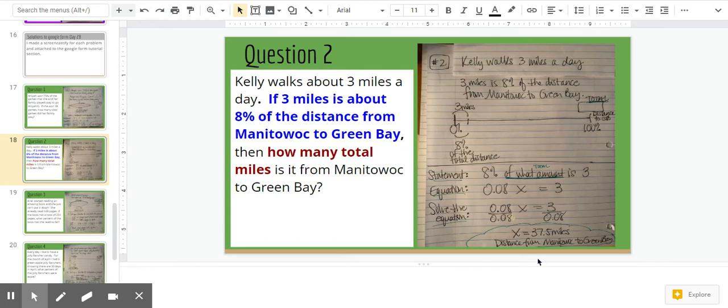X equals 37.5 miles. So therefore, 37.5 miles is the total. It would be the value up here to represent 100%. We'll go in this empty rectangle box here. And that is representing the distance from Manitowoc to Green Bay, 37.5 miles.